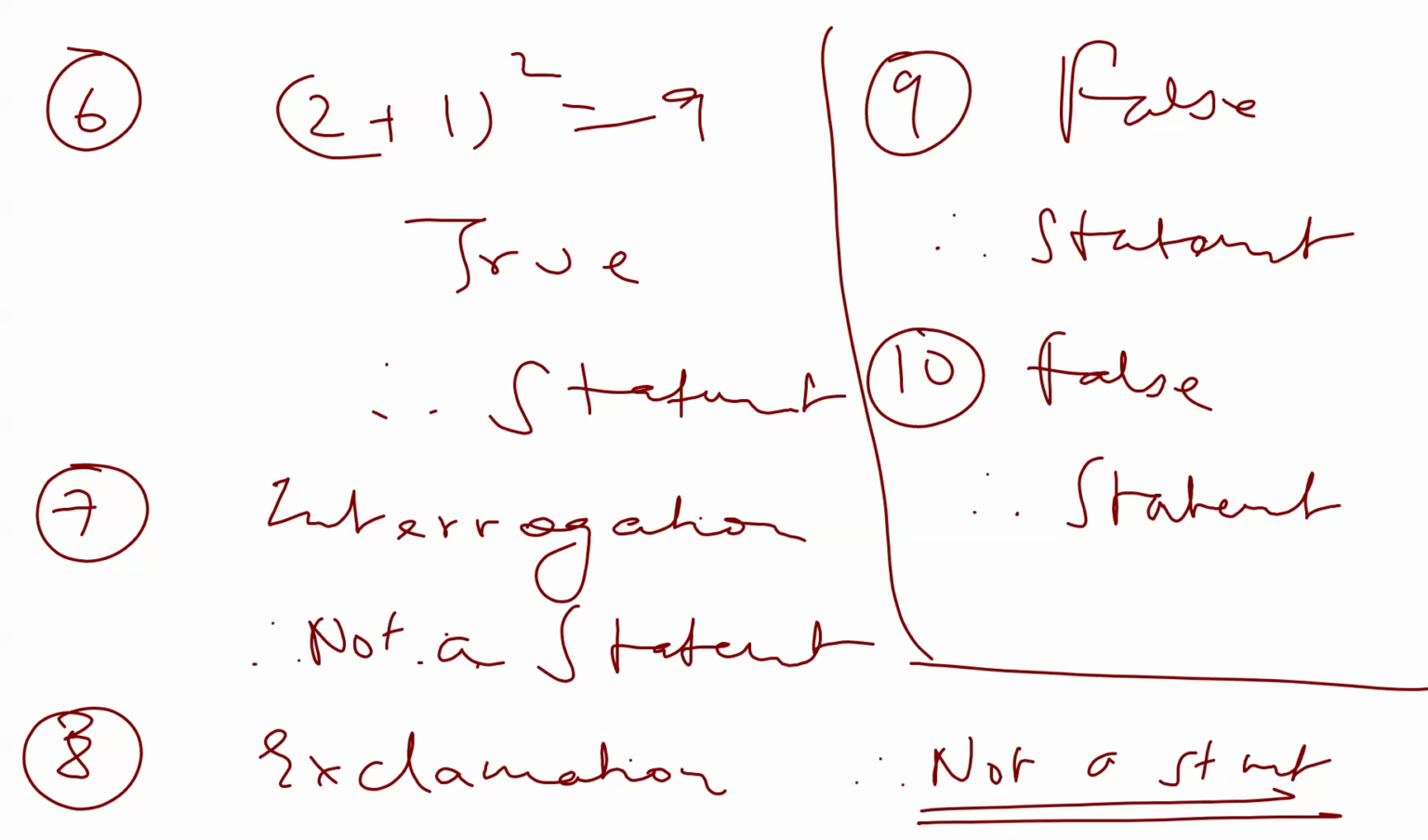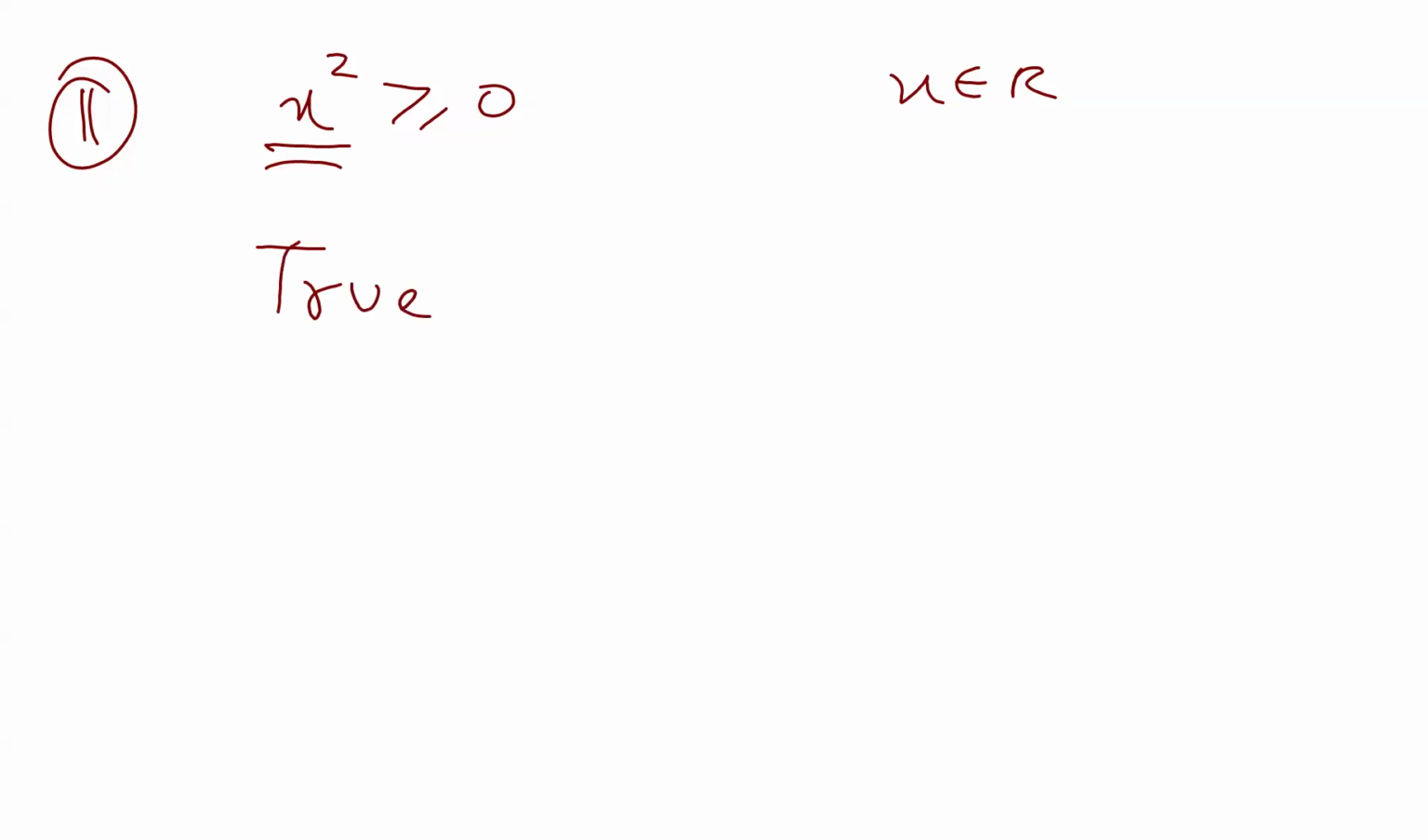11. X is a real number. X belongs to real values. The square of x will always be positive, that is greater than 0. Only if x is 0, it is equal to 0. So x square can be greater than 0 or equal to 0. It can never be less than 0. Therefore, it's true, and hence it is a statement.